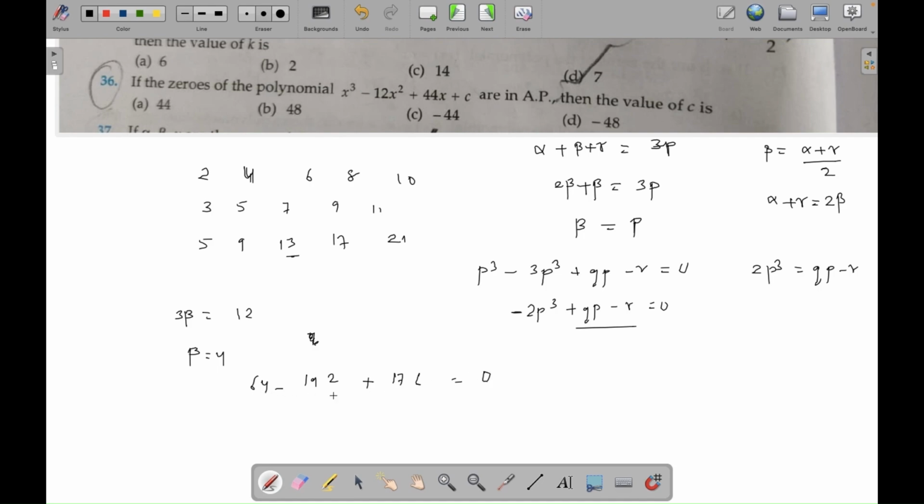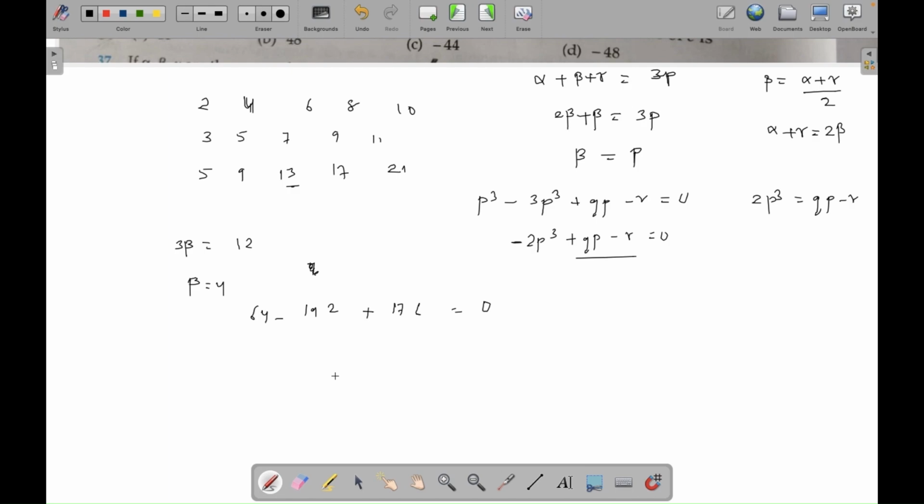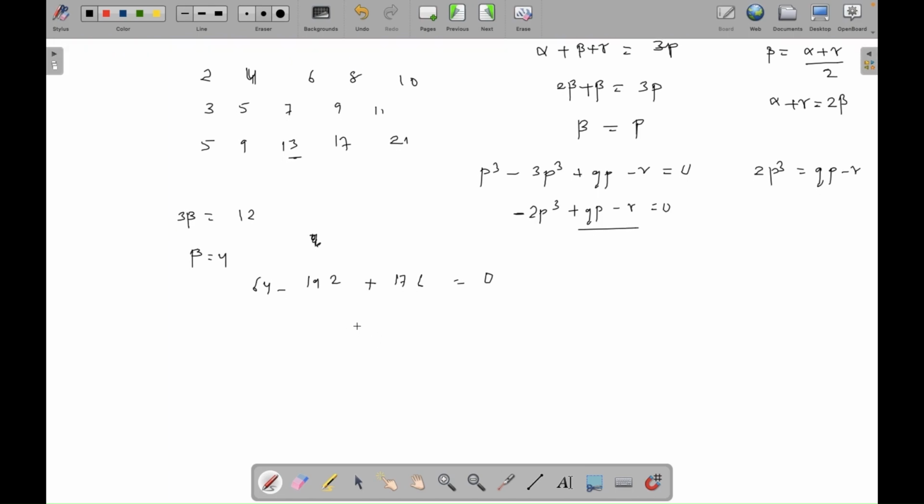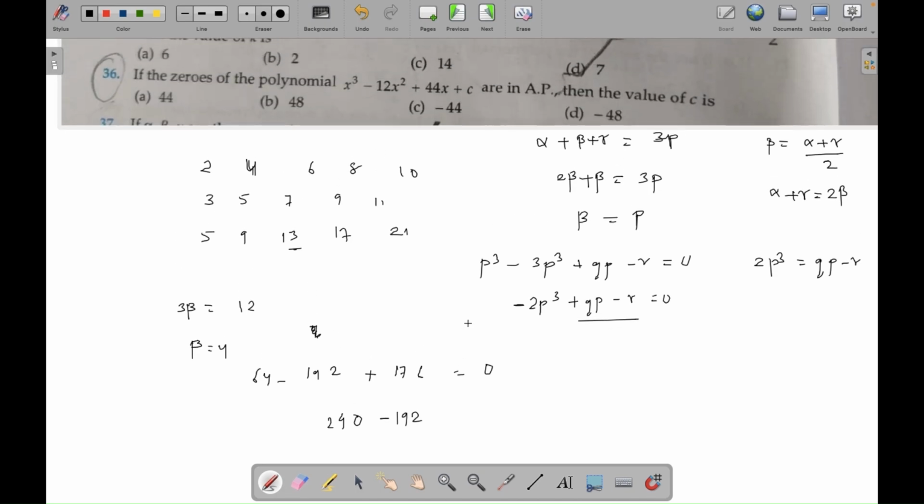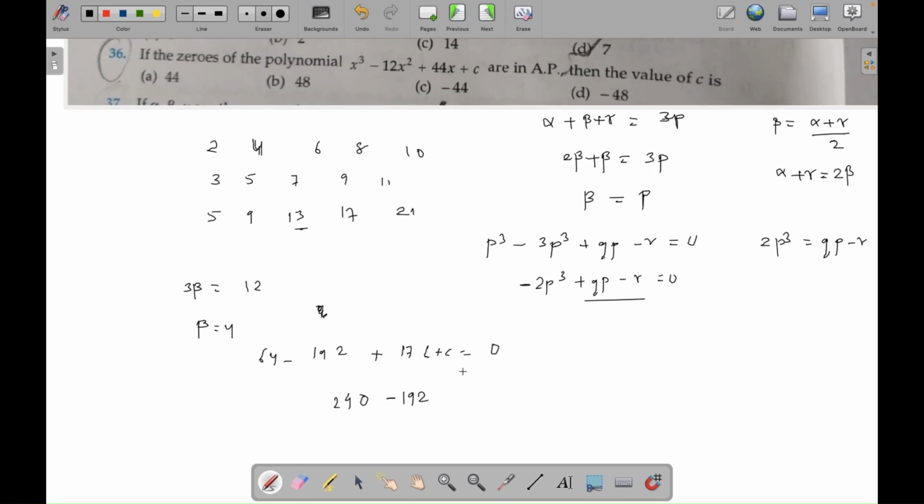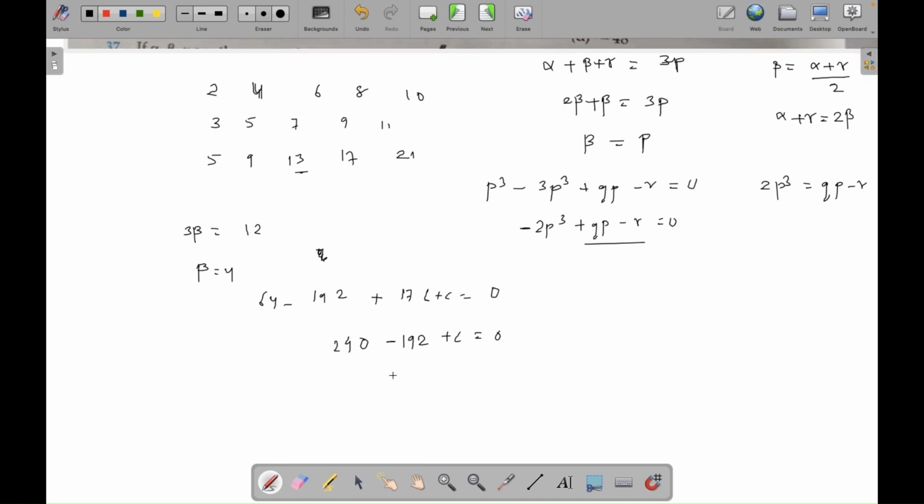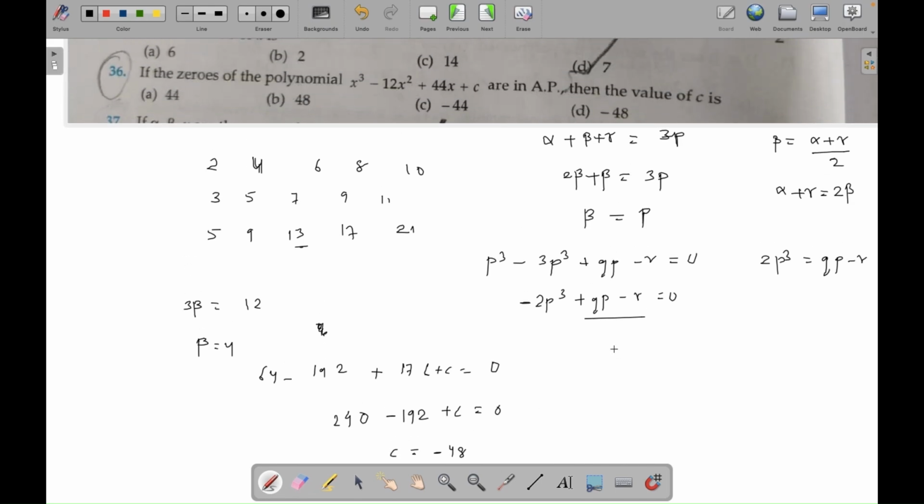So 176 plus 64 is 240, and then 240 minus 192, right? So this will be equal to 48, and then we have c as well. Plus c is equal to 0. So c will be equal to minus 48, right? So D will be the correct answer.